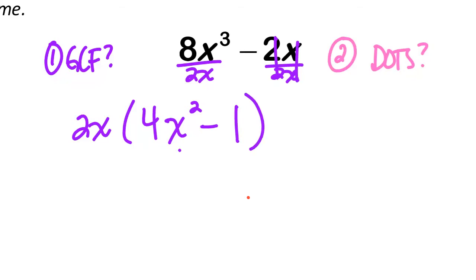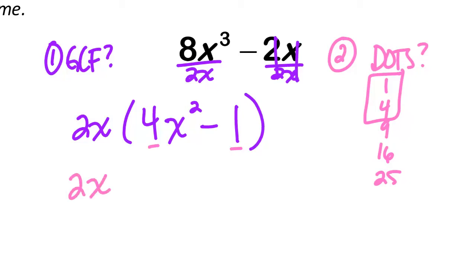And I saw some of you just stopped there. But don't forget you got to check for dots. So do I have a difference of 2 squares? Is this a difference? Do I have a subtraction? Yes. Do I have 2 perfect squares? We got 1, 4, 9, 16, 25, and so forth. So are 4 and 1 both on the list? Yes. Is this a x squared right here? That's a x squared. That means these are 2 perfect squares, so you can split it into 2 binomials.